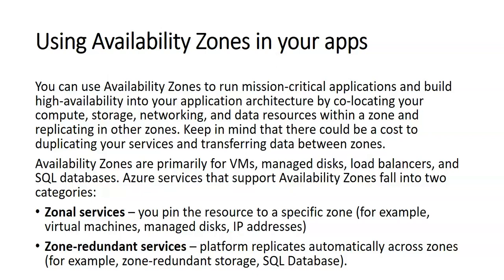Azure services that support availability zones fall into two categories: zonal services and zone redundant services. In zonal services, you pin the resource to a specific zone. For example, virtual machine, managed disk, IP addresses. In zone redundant services, the platform replicates automatically across zones. For example, zone redundant storage. You will see when I make the virtual machine part of an availability group.